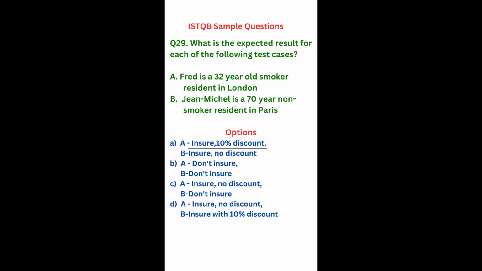Question 29. What is the expected result for each of the following test cases? Test case A. Fred is a 32-year-old smoker resident in London. Test case B. Jean-Michel is a 70-year-old non-smoker resident in Paris. Expected result for test cases A and B. Option C. A: Insure, no discount. B: Don't insure.